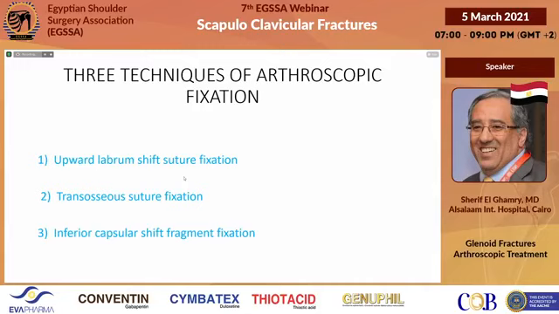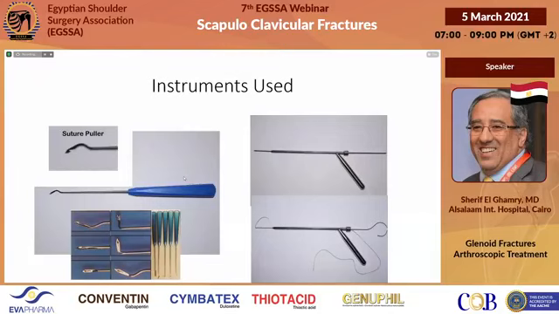We use 3 different techniques of arthroscopic fixation depending on the type of the fracture: the upward labrum shift suture fixation, the transosseous suture fixation, and the inferior capsular shift fragment fixation. These are the instruments used: the suture passing device, a chop needle catcher, and the suture pulling device, the chop needle puller, and the PS wire system, including a K wire, the guide, and the penetrating suture wire.